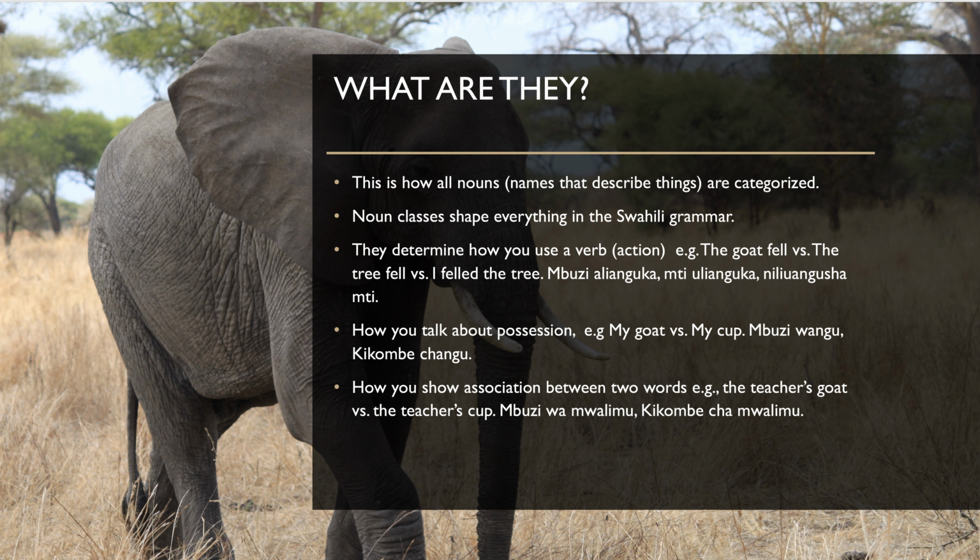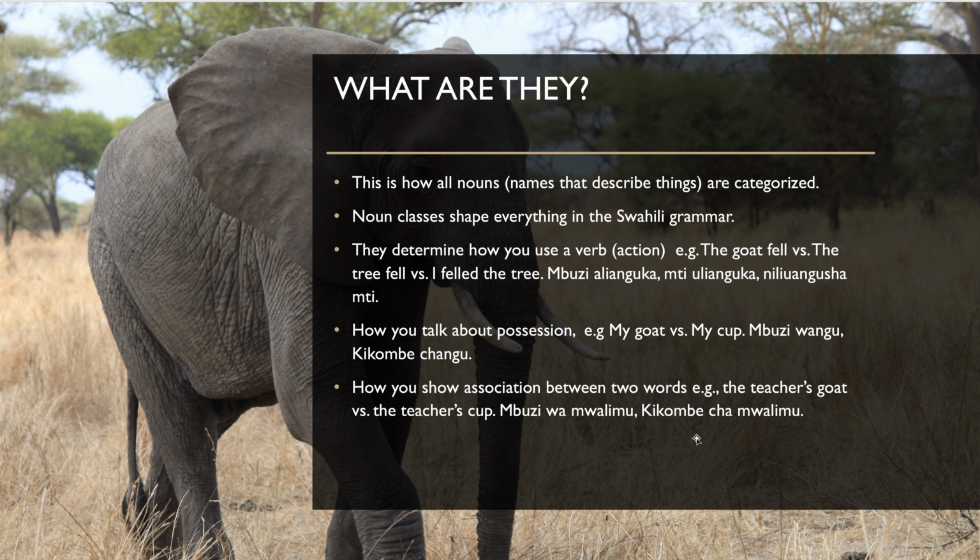They also impact the way you talk about possession. So, for instance, my goat versus my cup, that will be mbuzi wangu versus kikombe changu. So, all of this ends with angu. However, because of the noun that comes in front of it, they are going to look different. So, kikombe belongs to noun class 7 and mbuzi belongs to noun class 1.